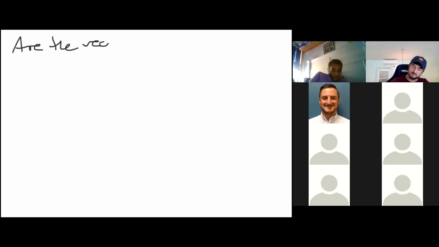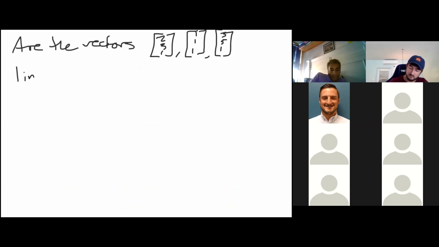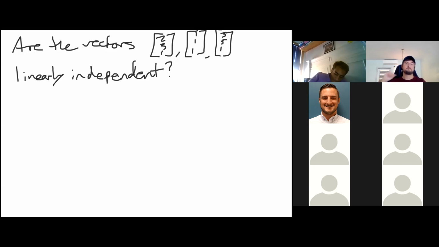Are the vectors 2, 3, 1, 1, 1, 1, and 3, 5, 1 linearly independent?